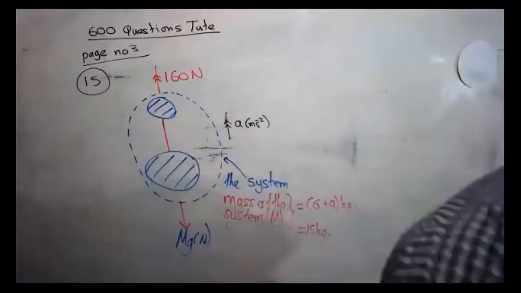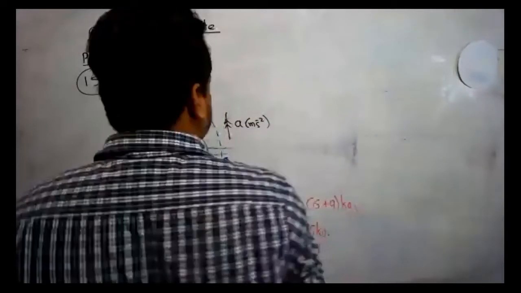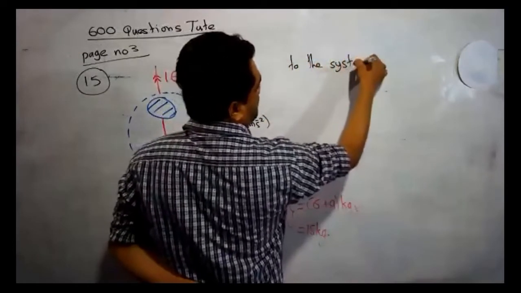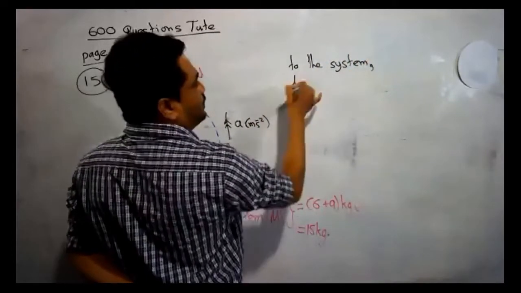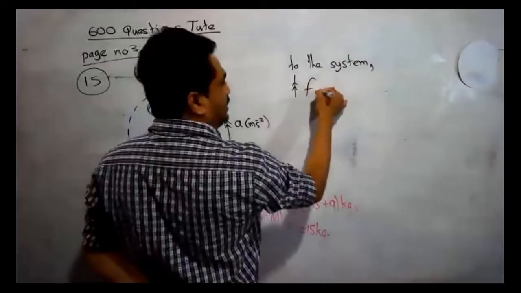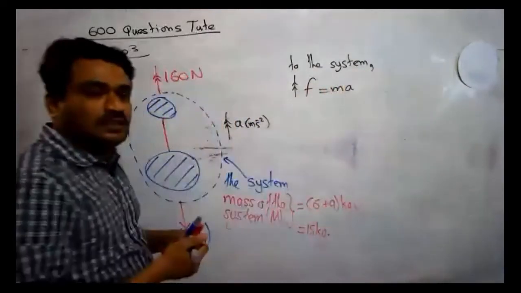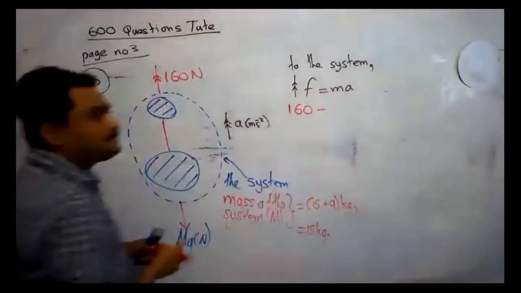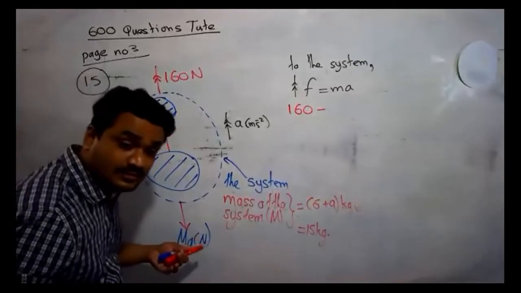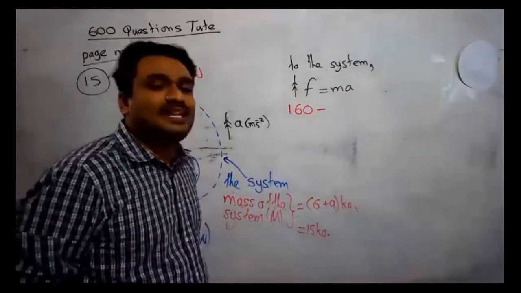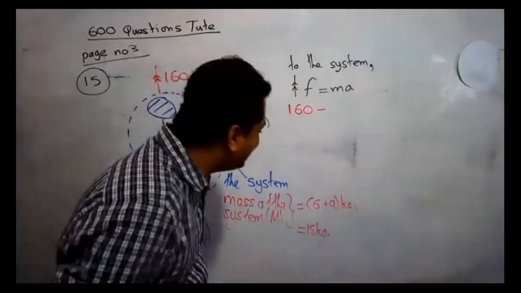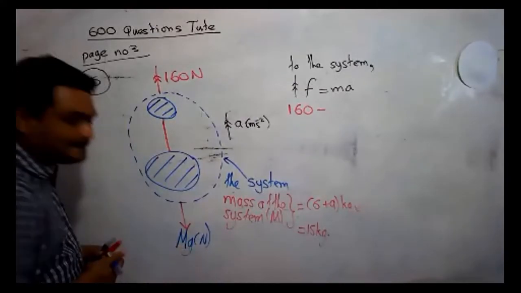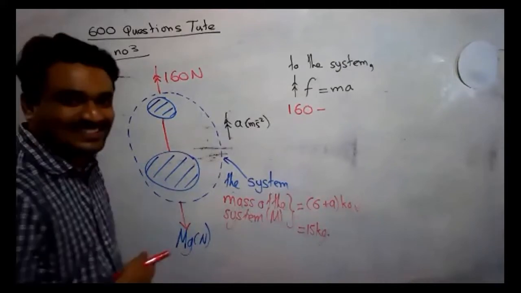Right. How do you find this acceleration? Look at the board. For the system, vertically upward, we apply the equation F equals ma. The upward force is 160. What is the downward force? Somebody please tell me. What is the downward force? Capital Mg. What is the downward force, dear? 150 Newton.